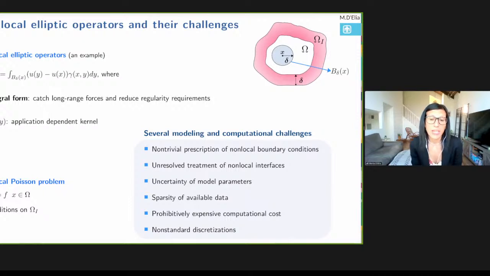As for any other mathematical models, we have uncertainty and sparsity of model parameters and data. And as I'm sure was mentioned already, of course, the computational cost is incredibly high, and there is the need for non-standard discretizations. I'm not going to talk about any of these today, even though these are very important issues and some of them are definitely still open research questions.